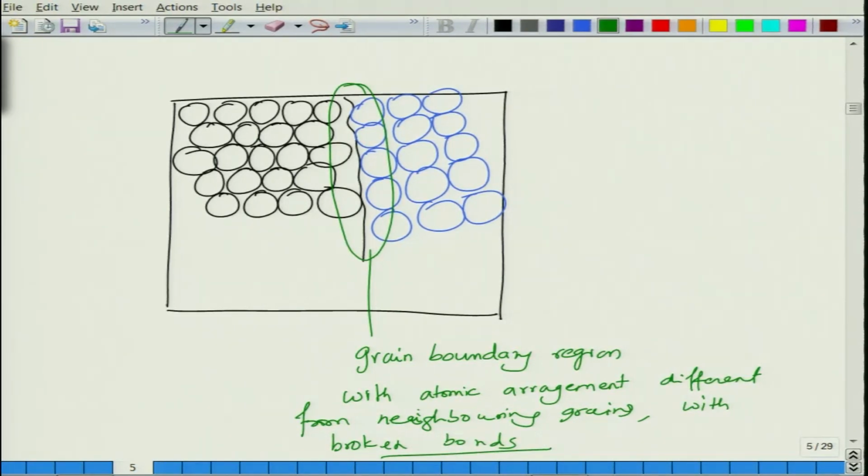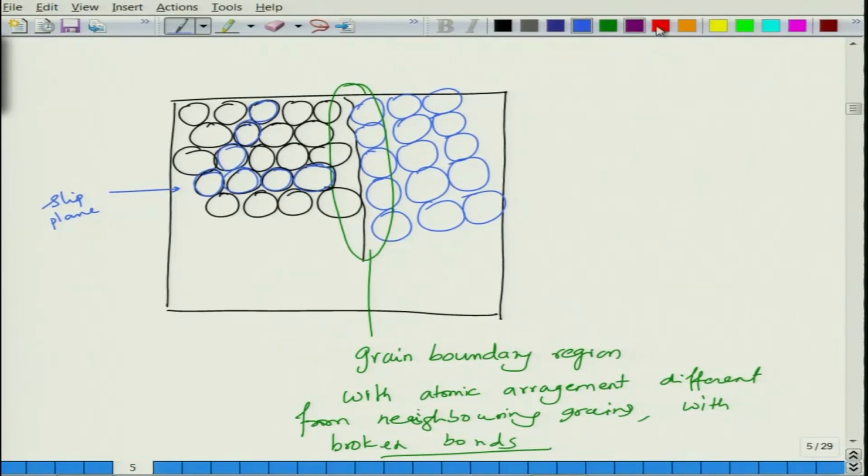So basically you will have a discontinuity. Let us say you have a slip plane somewhere here. Let us say we have a slip plane here, and we can assume this as a slip plane. If this is the slip plane, then let us say we have a dislocation moving.